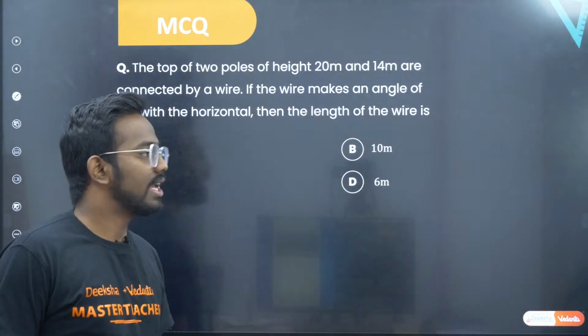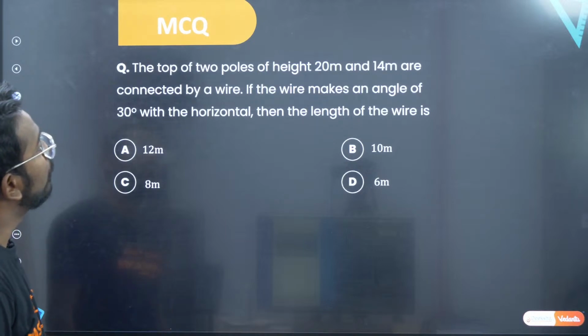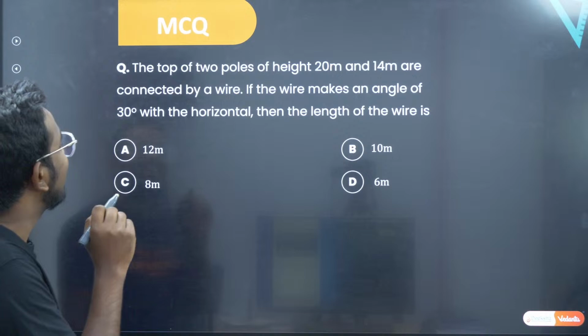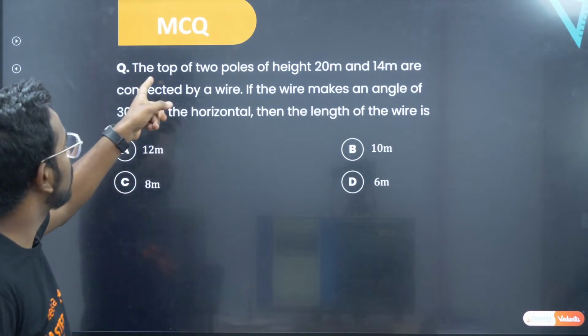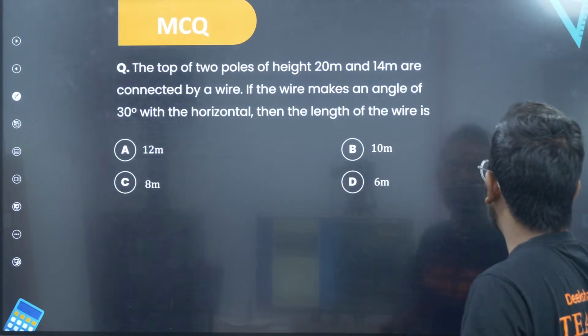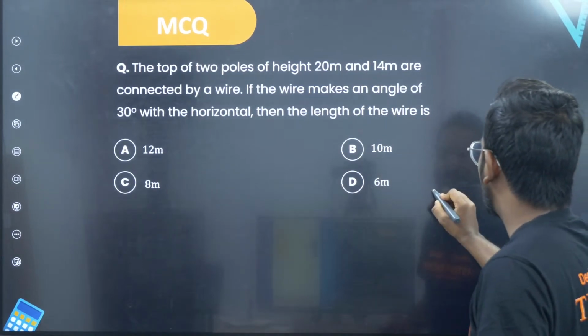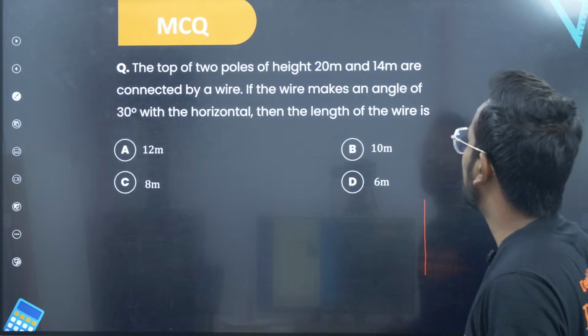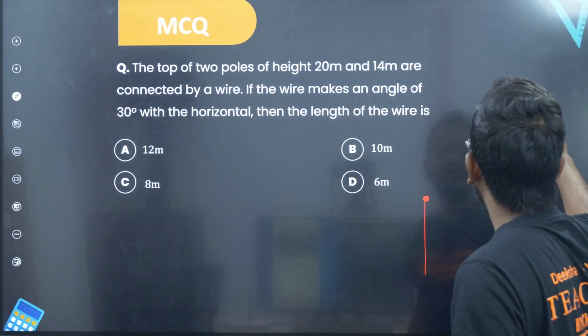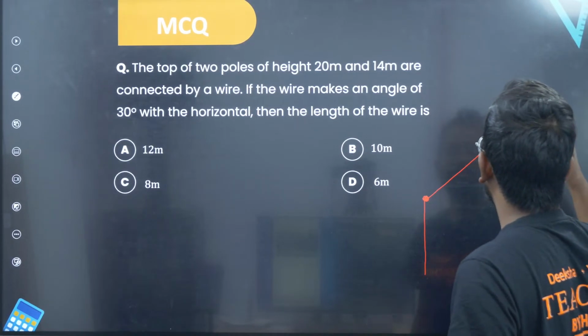The first question says, the tops of two poles of height 20 meter and 14 meter are connected by a wire. What do you mean by this? There are two poles. One pole is 20 meter, the other pole is 14 meter. They are connected by some wire, so I will connect them through this.